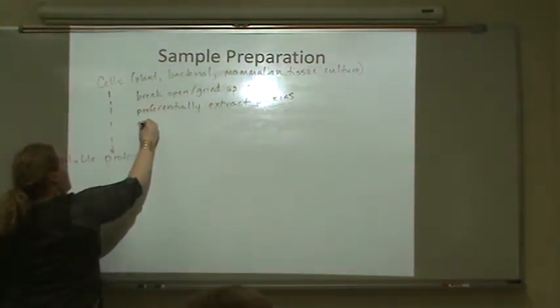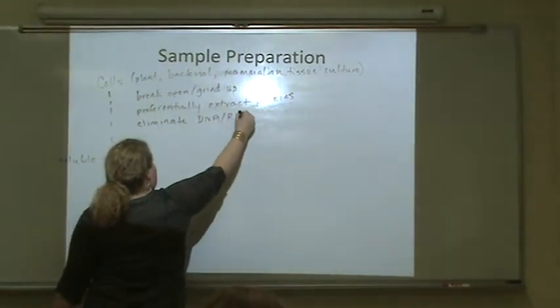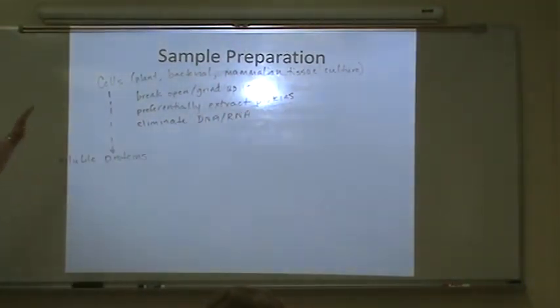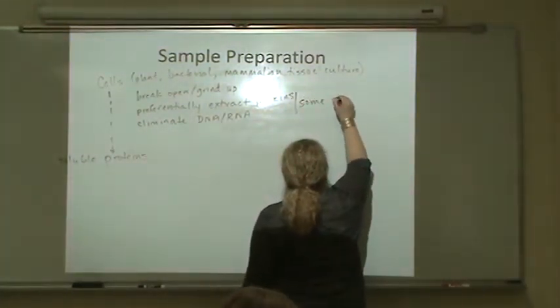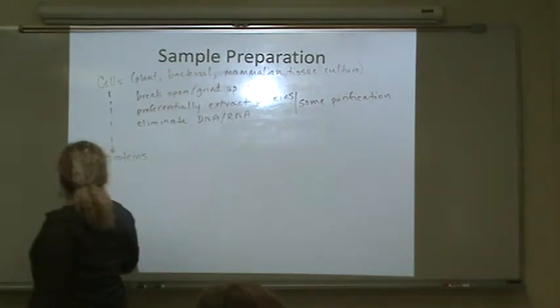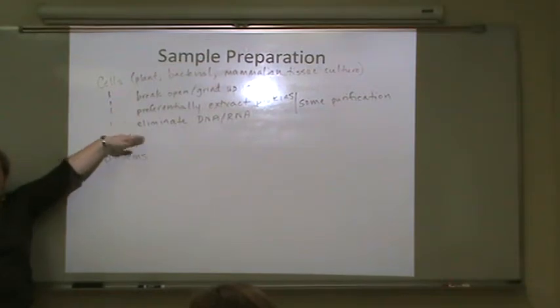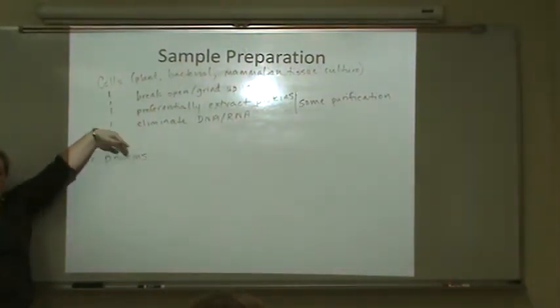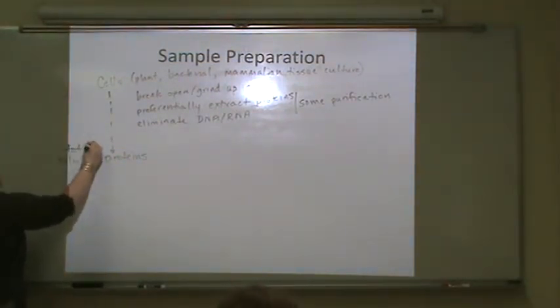Then you want to eliminate DNA and RNA from your preparation. So try to get it somewhat purified, some purification of proteins, and end up with proteins in solution. That whole process depends on what cell type you're starting from and is not particularly difficult to understand. Break open a cell, get rid of the other large molecules, you're left with soluble proteins and what we call total soluble proteins.